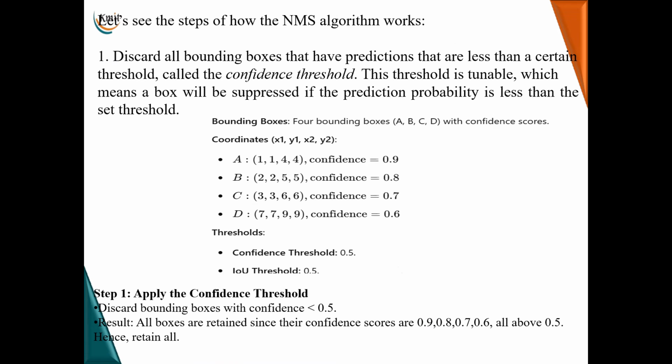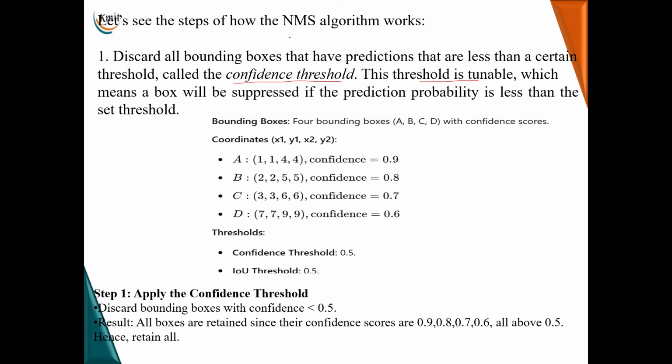Now how will it do that? It has to follow a few steps to perform this algorithm. The first step is to discard all the bounding boxes that have predictions less than a certain threshold called the confidence threshold. So we will select some threshold value and compare it against the confidence score of these bounding boxes. If the confidence score of a bounding box is very low, then that bounding box will be suppressed. This threshold value is tunable. Depending upon the task, we can tune this confidence threshold value, which means a box will be suppressed if the prediction probability is less than the set threshold.